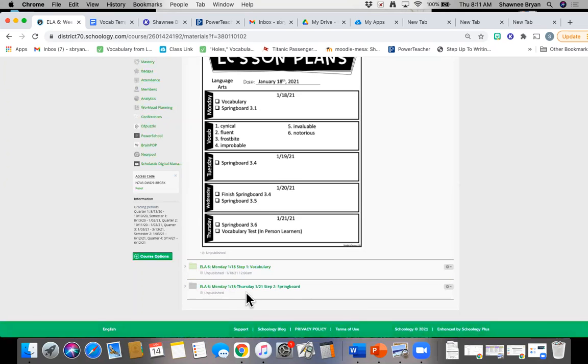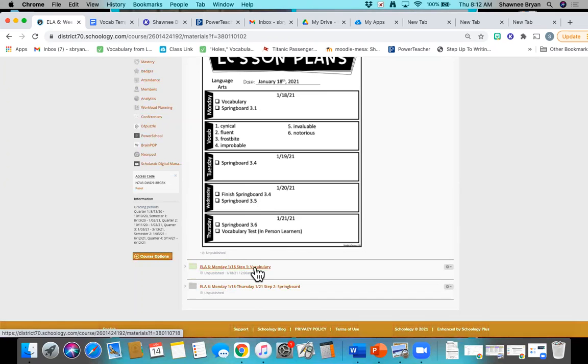So this is something that you are going to come to each day and continue working. So Monday, you are working through Springboard 3.1. Tuesday, Springboard 3.4, Wednesday, Springboard 3.5, and Thursday, Springboard 3.6. So looking at the first step for Monday, it is vocabulary.